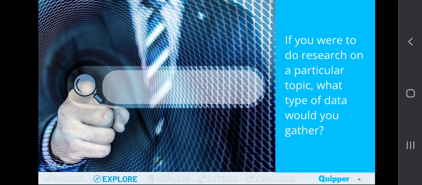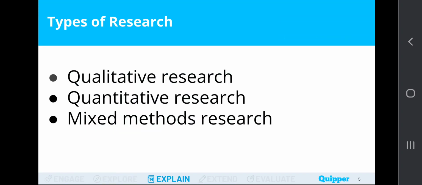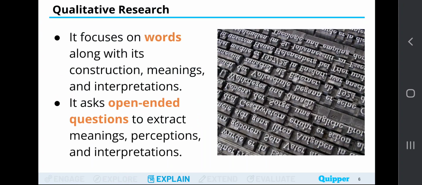So, we are going to look at the different types of research. We have two main types: qualitative research and quantitative research. Now, if you mix those two, we have mixed methods research, where we incorporate different methods of research. Now, let's begin talking about qualitative research.